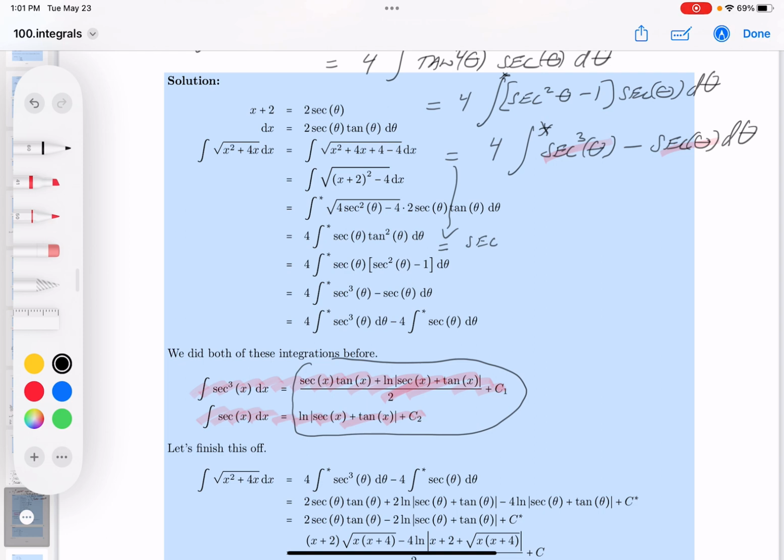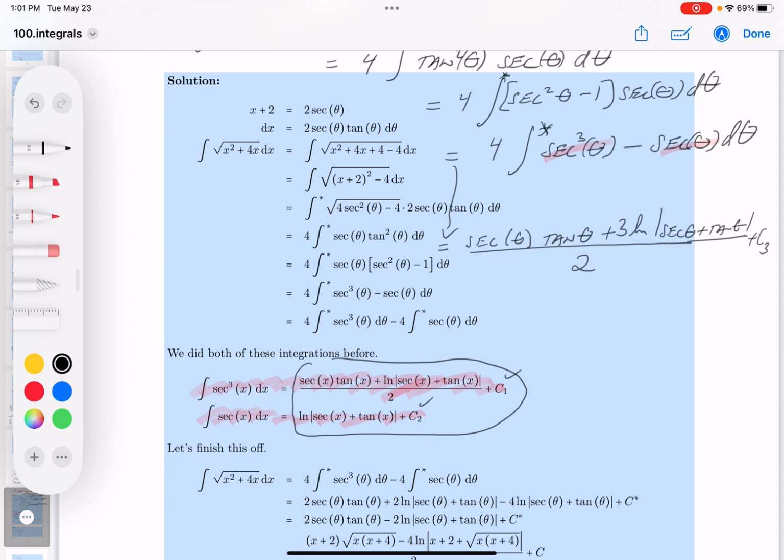So I get secant of theta tangent of theta, plus, this is over 2 now. And let's see what you get there. You get 3 of those guys. So 3 times the natural log of the secant of theta plus the tangent of theta, plus some new constant. And when I add C1 to C2, I'm going to call it C3.